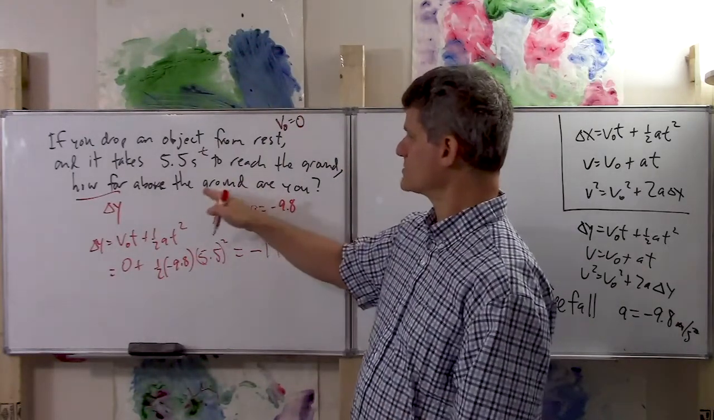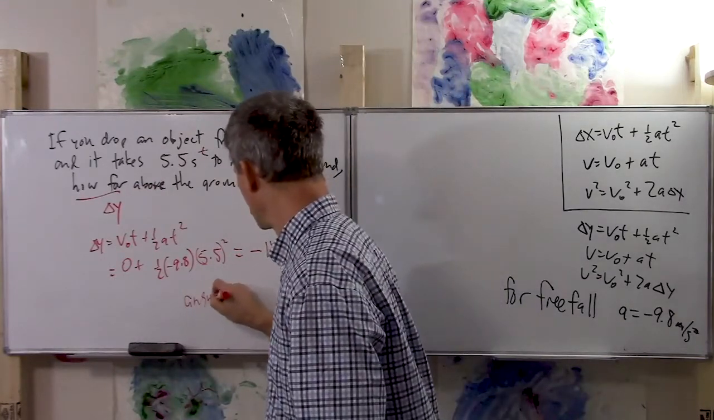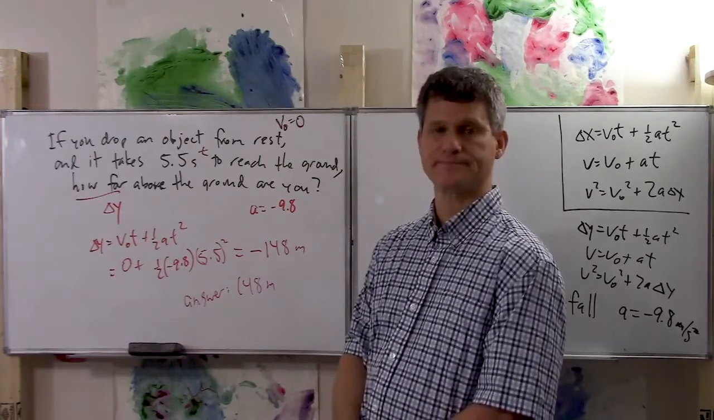So really, to answer the question, how far above the ground are you? The answer would be 148 meters. And that's it.